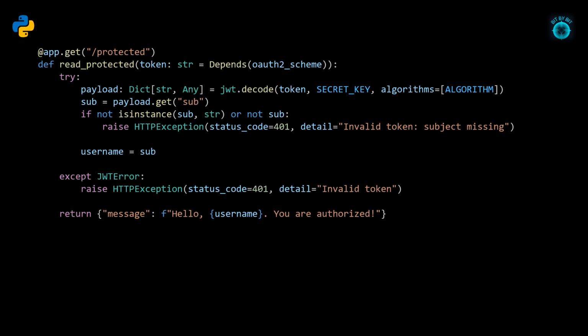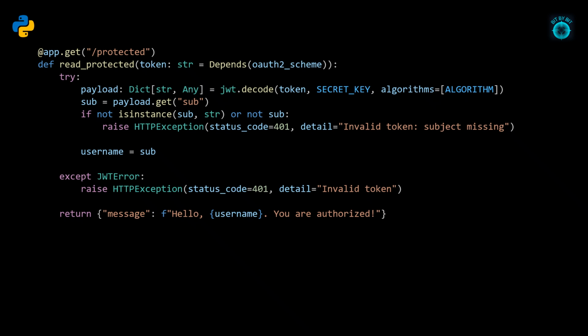Inside the function, we attempt to decode the token using jwt.decode. We provide three arguments: the token string itself, our secret key, which was used to sign the token, and the expected algorithm, in this case HS256. If the token is invalid, for example, if it's expired, signed with the wrong key, or tampered with, the jwt.decode call raises a JWT error. In that case, we catch the exception and return a 401 unauthorized response.